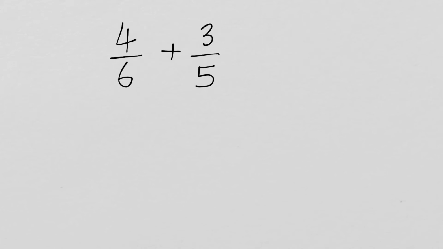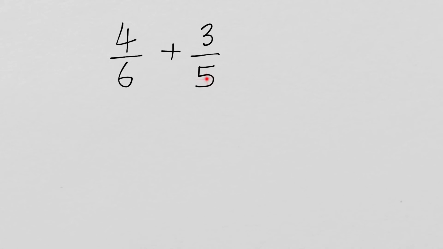What if I get a problem like this, where I've got sixths and fifths? Can I change 5 into 6 by multiplying? No. 5 times 1 is 5. 5 times 2 is 10, so I can't change it into 6. In this case, I have to change them both into the same number. And how do I know what number that is?